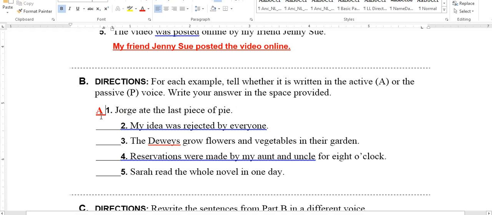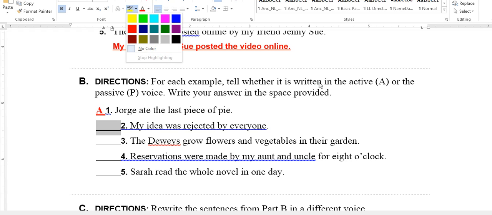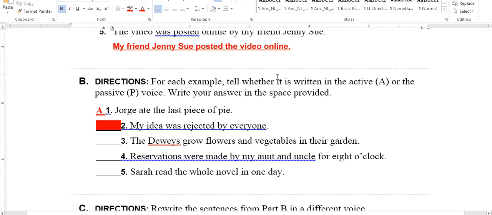Number 2, my idea was rejected by everyone. My idea is the subject here. Was rejected: verb to be followed by the past participle. In which form is that? Passive. And I have another clue which says by. Everyone here is the doer, because this is the one who makes this action, which is rejecting. So yes, it is passive. Excellent.